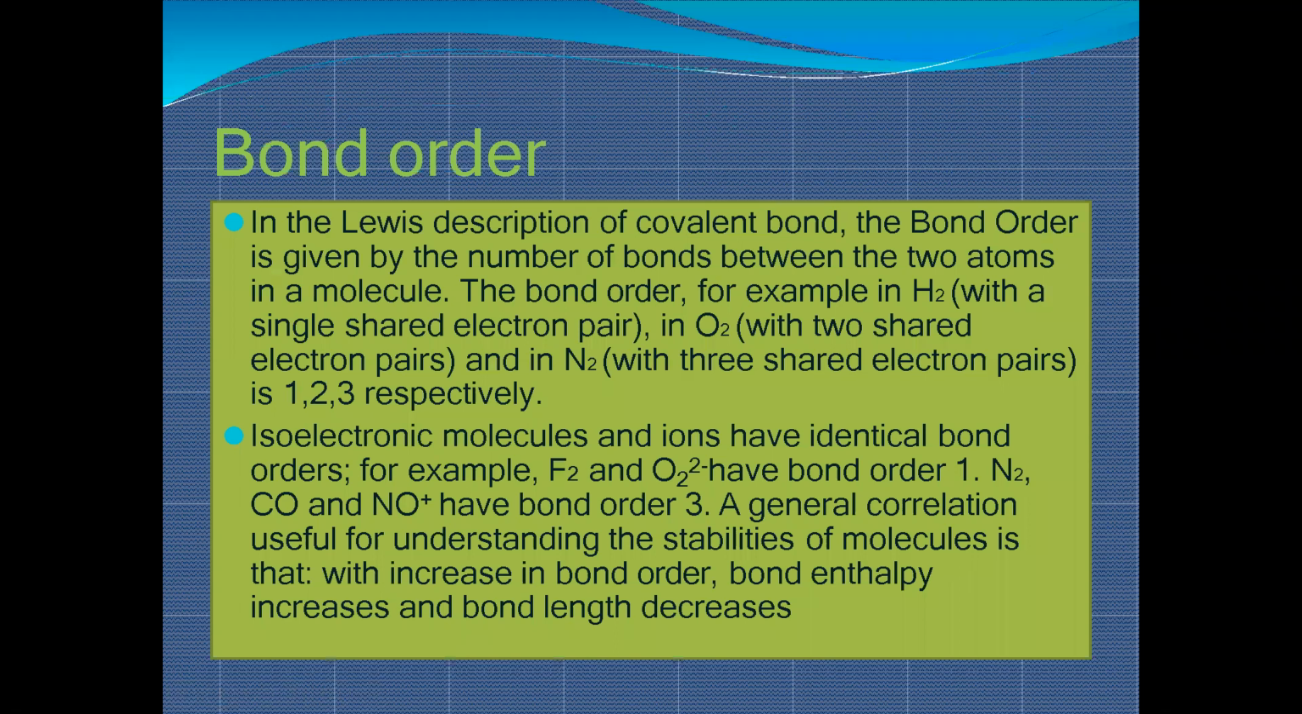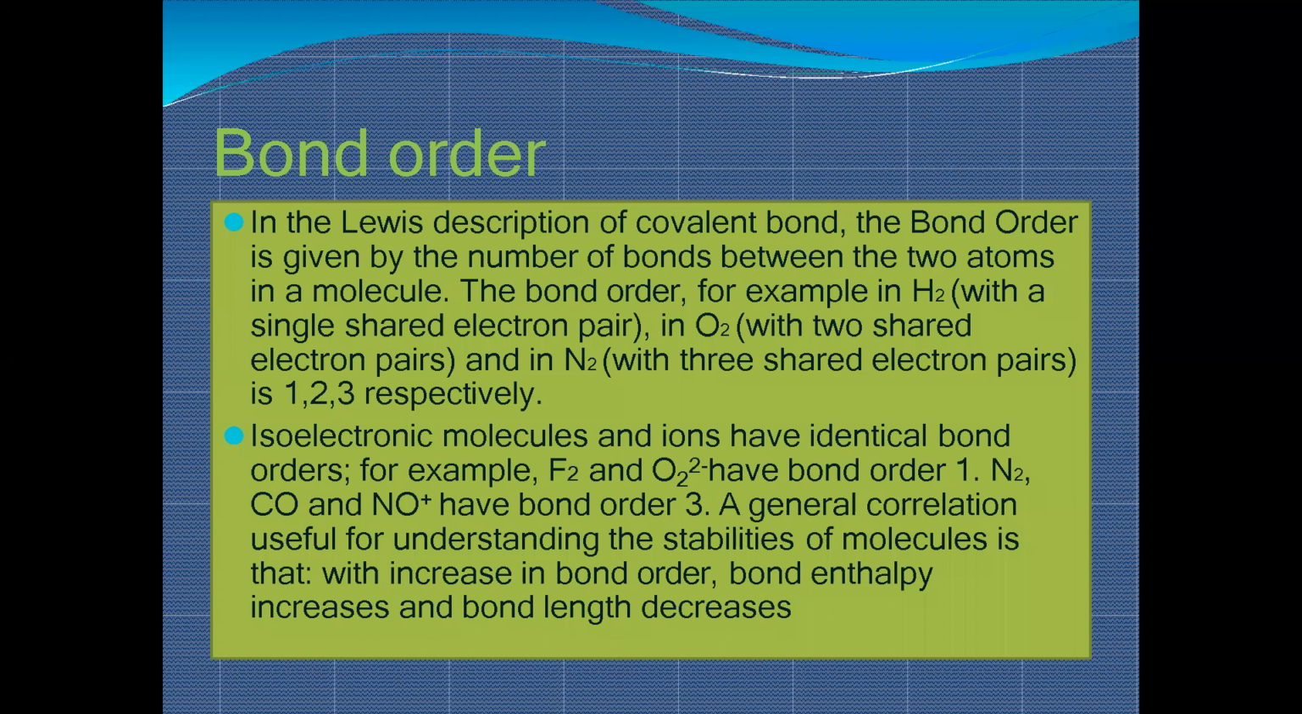All right. Let us talk about bond order. What is bond order? In the Lewis description of the covalent bond, the bond order is given by the number of bonds between the two atoms in a molecule. Mark this point or write it anywhere in your notebook: bond order is the number of bonds between two atoms, and we have a separate formula to calculate the number of bonds present in a specific molecule.